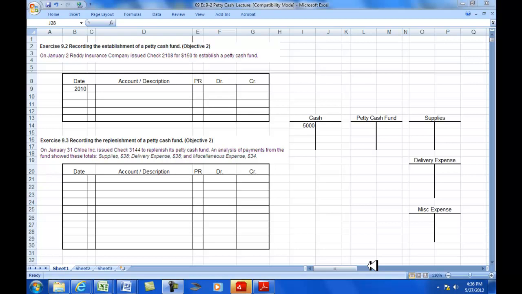Welcome students, Tom Harmer here, your accounting professor, and this will be a demonstration of the accounting required for setting up and utilizing a petty cash fund.